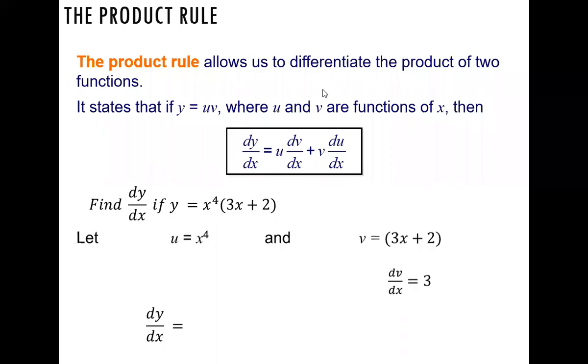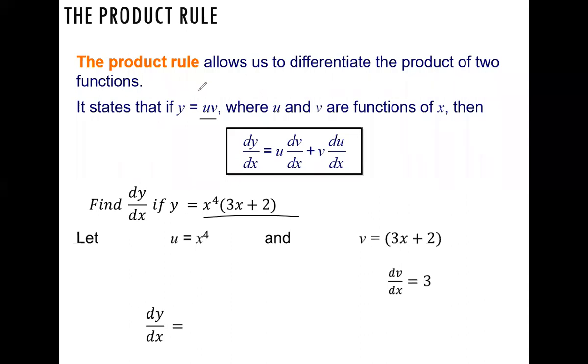The next principle we are looking at is the product rule. And the product rule is quite simple to use. What it says is if you are given the product of two functions, say u and v, then all you need to do is to apply this principle. An example of u and v will be this function we are seeing down here, which is x raised to the power 4 times 3x plus 2.